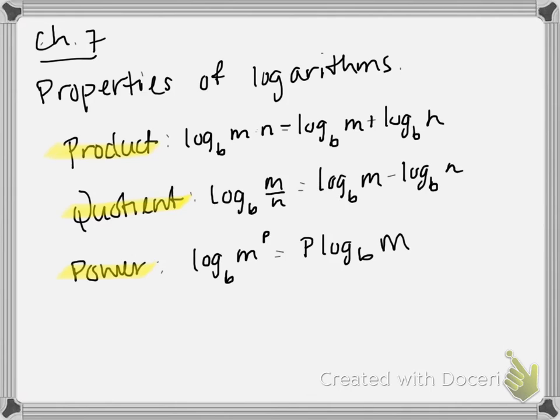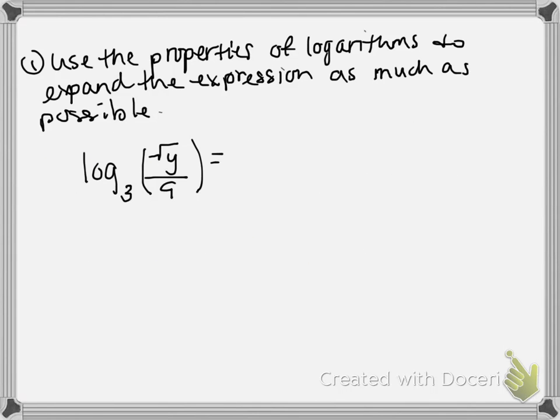Quotient property is similar. It says if I have log base b of m divided by n, I can rewrite using subtraction. I can rewrite this as log base b of m minus log base b of n. The power property says that if I have log base b of m to the p power, I can move the p out front and get p times log base b of m. So let's put these properties to work.